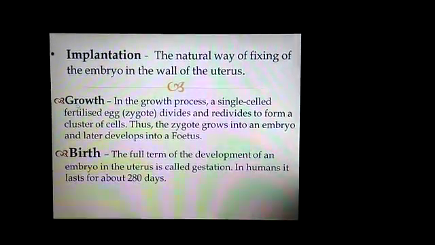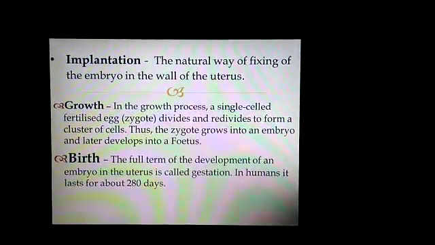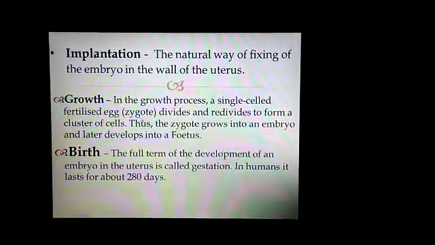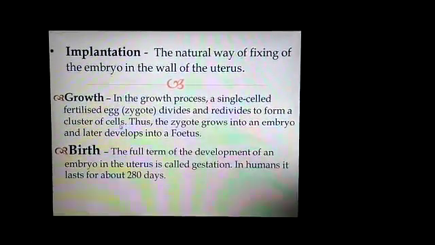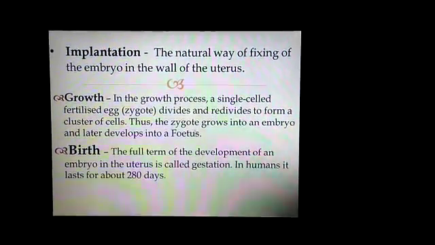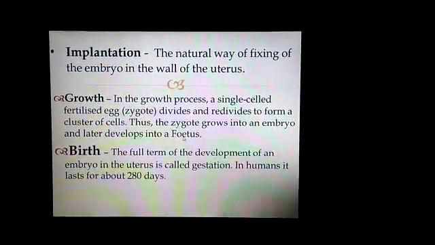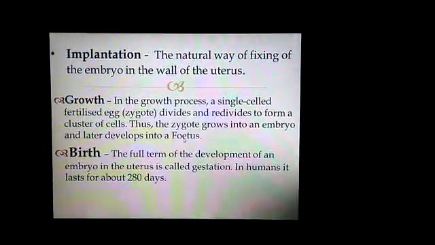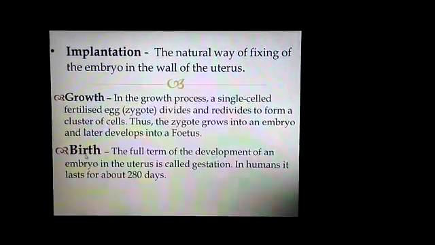After implantation, the next step is growth. In the growth process, a single-celled fertilized egg divides and redivides to form a cluster of cells, and thus the zygote grows into an embryo and then later into a fetus or baby. Now the last step is birth.